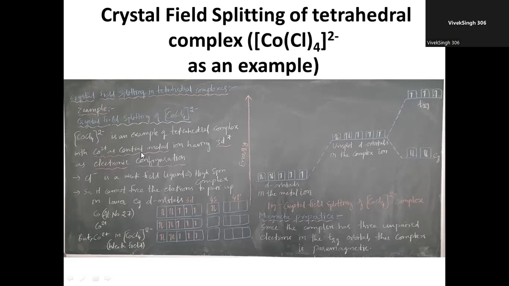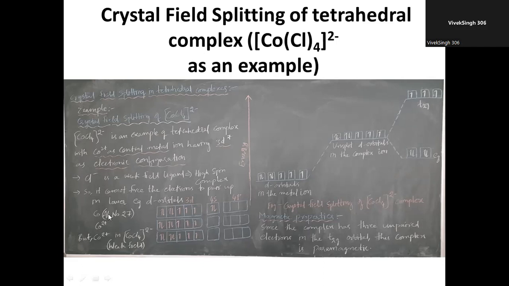It has a +2 charge, and it has a 3d7 electronic configuration. Co2+ has 3d7 electronic configuration, and Cl- of CoCl4 2- is a weak field ligand. Since Cl- is a weak field ligand, it surely forms a high spin complex.